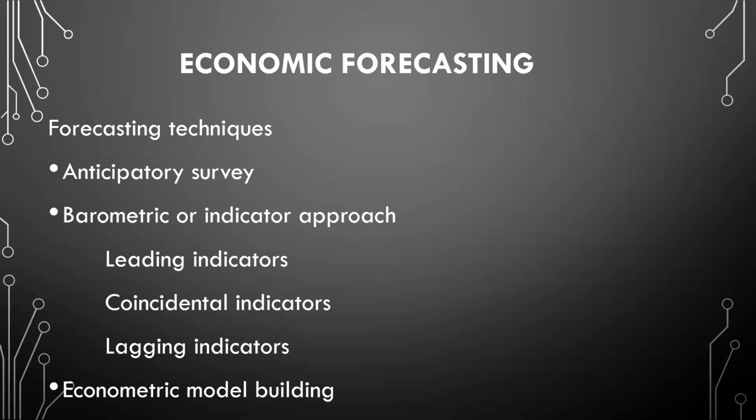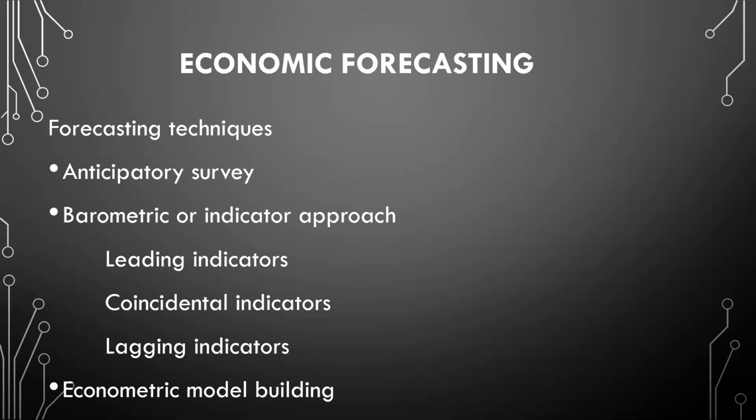By taking into consideration their intentions, we can arrive at a decision of whether it will improve in the future or not. But these anticipatory surveys are not that reliable because people might not always do what they plan to do. They might deviate from the plan. So these types of surveys are not that reliable.